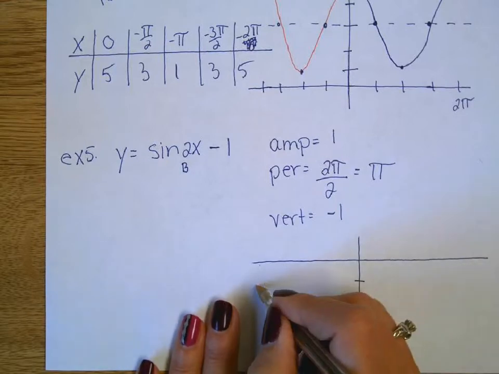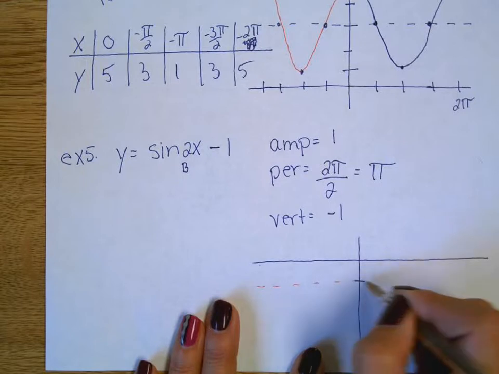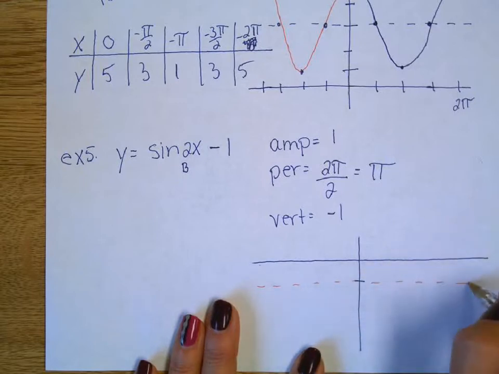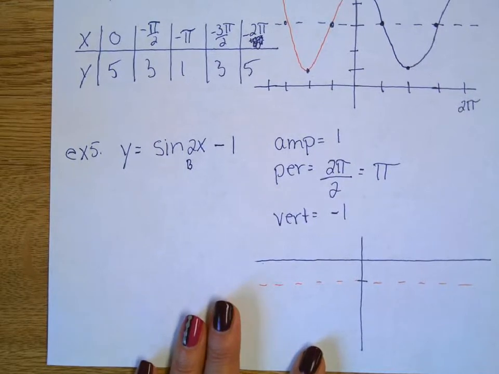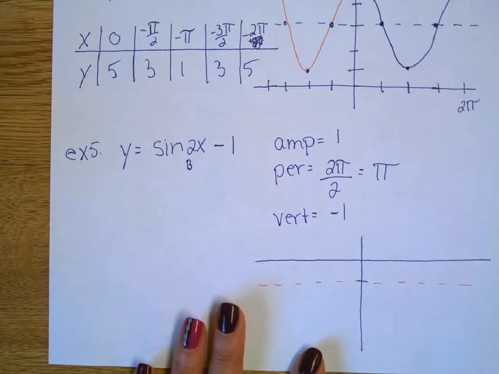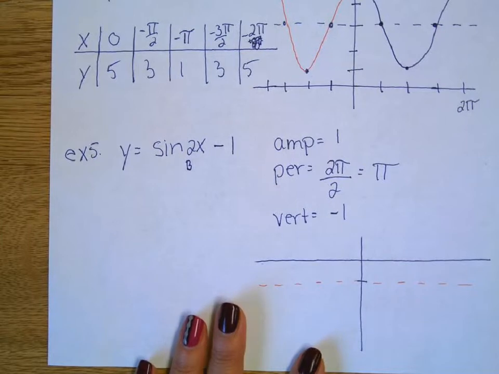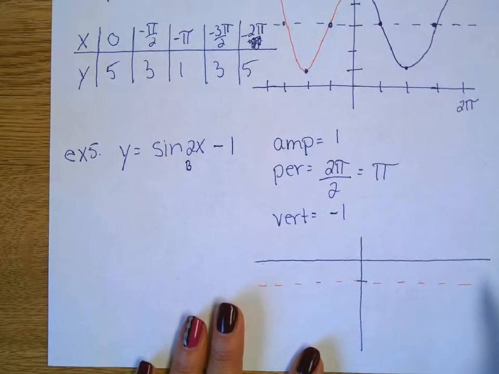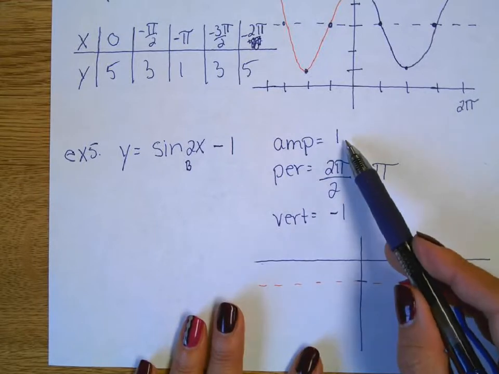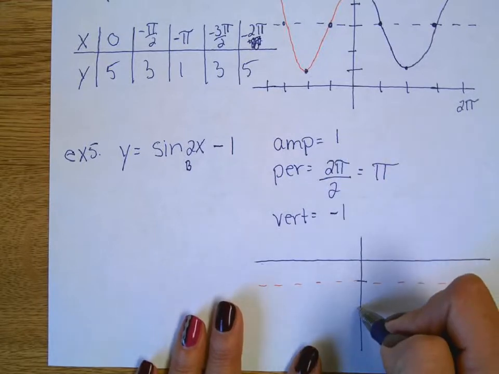I'll put it in red. How far up and down are we going from that axis? 1. We're only going 1 above and 1 below because my amplitude is 1. So I need to come down 1 more here.